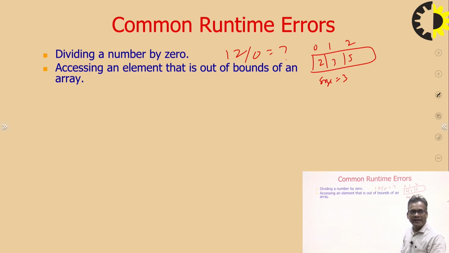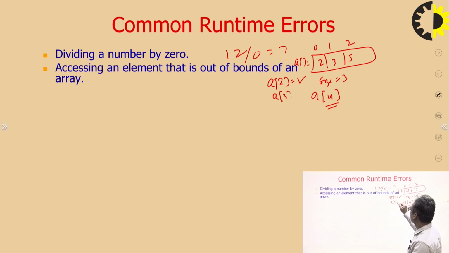And if you are accessing an element which is out of bounds, for example A4, accessing A4 is not supported here because the size of the array is 3. So the last element which can be accessed is A2. But if you go for A3, it will not be accessed. So this is called array out of bounds.